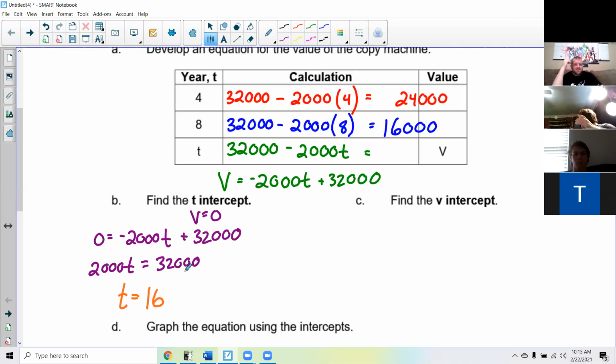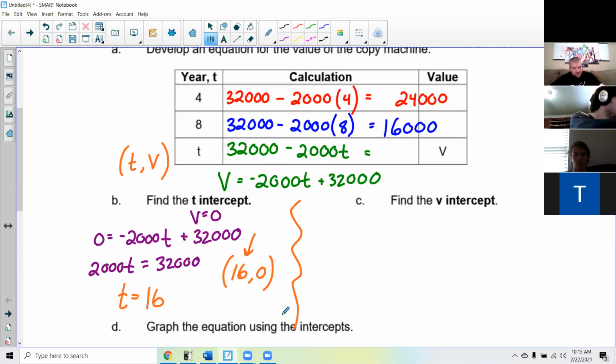So if I'm going to write this as a coordinate, it's going to be 16, 0. Because instead of x and y, we're in terms of t and v. What does that mean in terms of the problem? Well, that means that in 16 years' time, the value of the machine will be 0. The machine will be basically worthless. Okay.